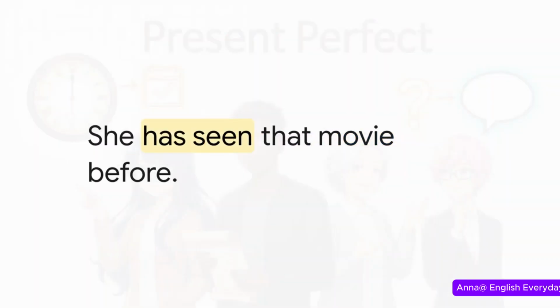Got your guess? The correct answer is, she has seen that movie before. Why? Well, that little word before signals a life experience connecting her past directly to her present knowledge. Remember our irregulars, see, saw, seen? We need that past participle seen to build the present perfect. Huge congrats if you nailed that one.